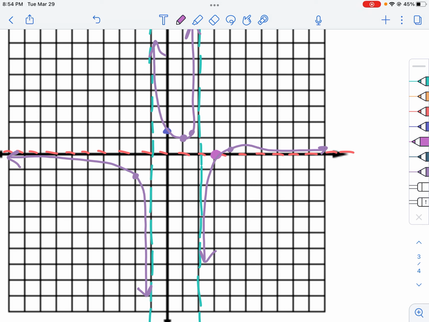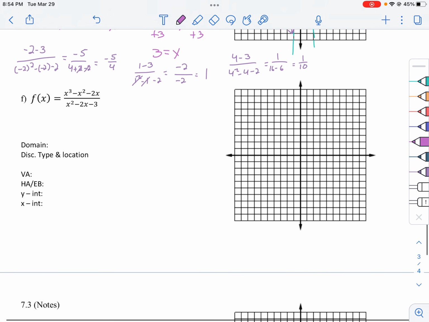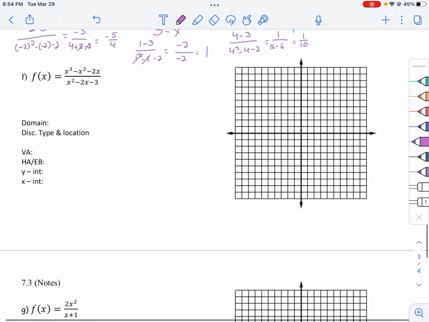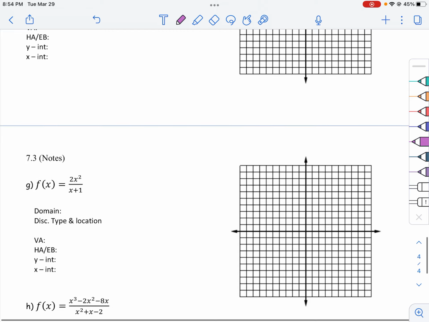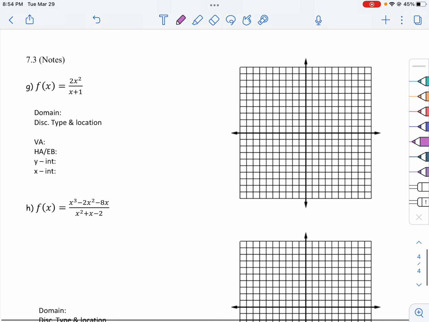The more points you plug in, the closer you'll be able to get to what this graph actually looks like. All right, so that is letter E. We're going to skip F. F is a great one to try on your own. It would be super helpful for studying for a test or a quiz. Definitely try F sometime just to get more practice of these types of questions in.